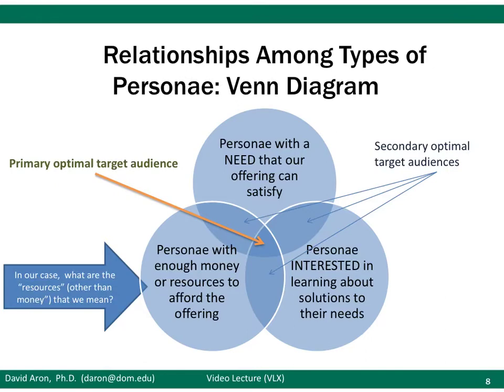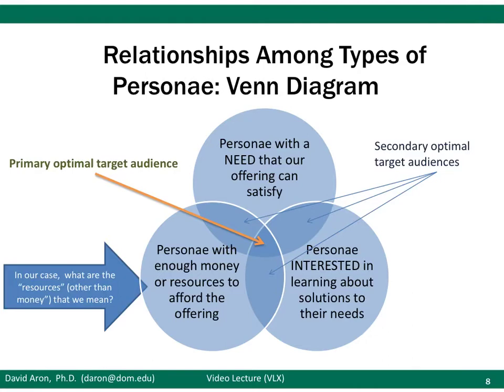This is how we determine who our primary and secondary optimal target segments are. If we see two overlaps, like people that need our product or service and people that are interested in our product or service, leaving out whether or not they can afford it, well, that's part of the secondary audience. Again, all of the two-part combinations, those are the secondary audience. When all three overlap, when you have somebody that wants our service, that needs our service, and that can afford our service, that is our primary optimal target audience.